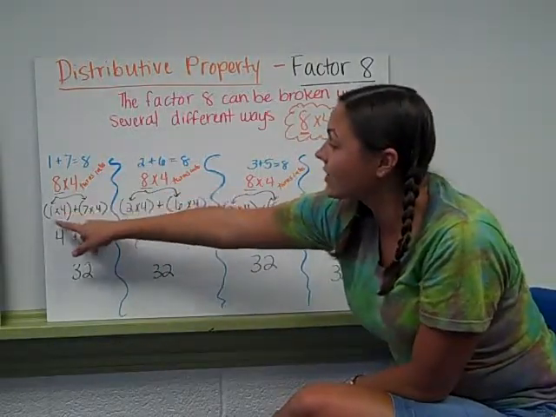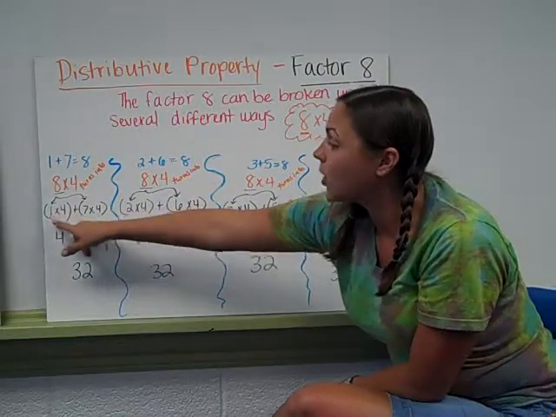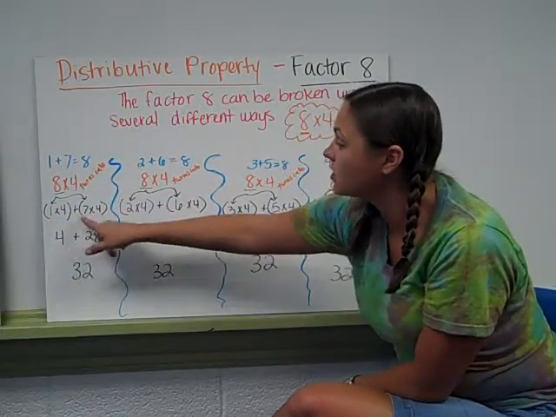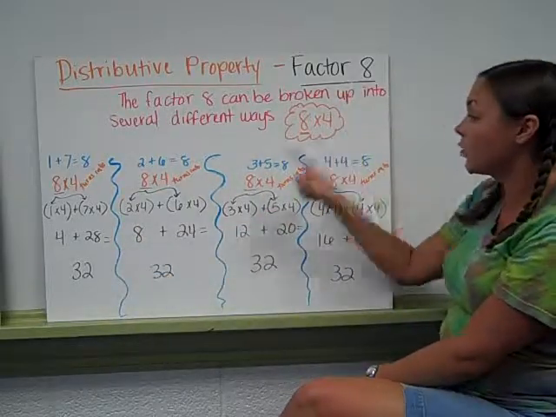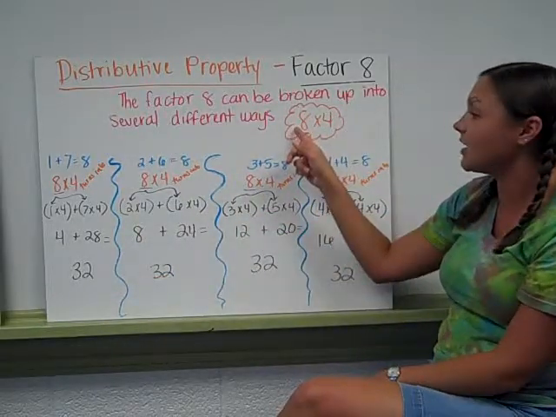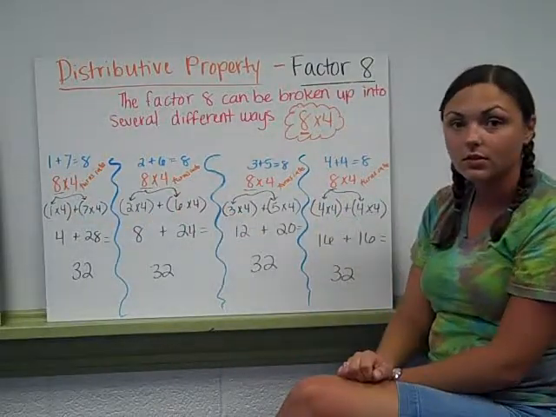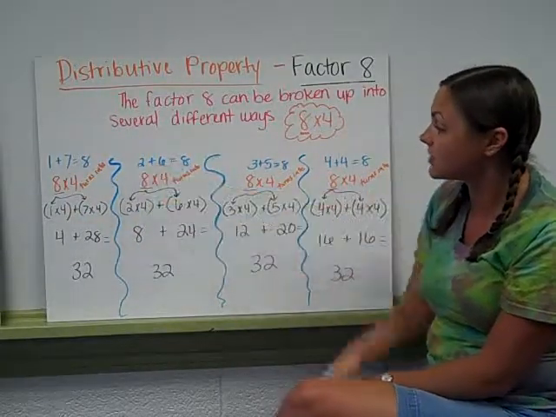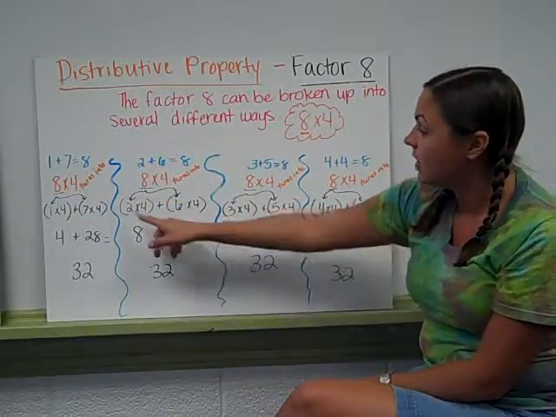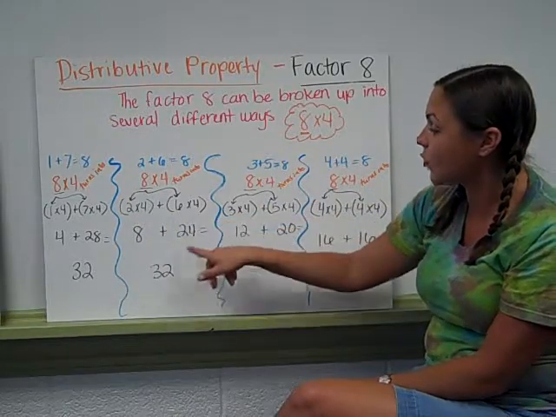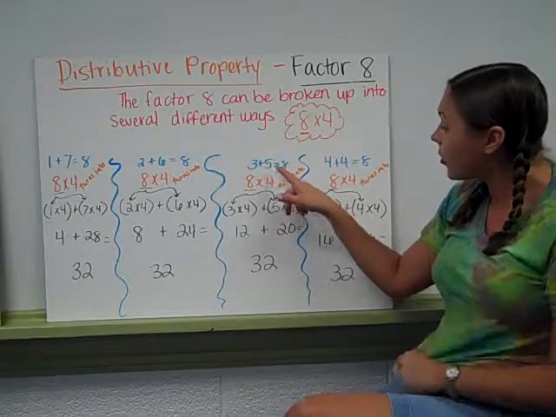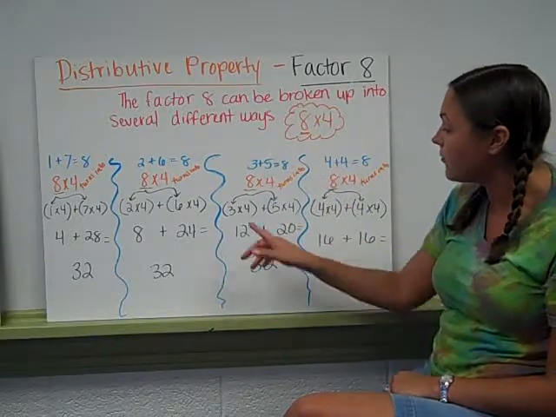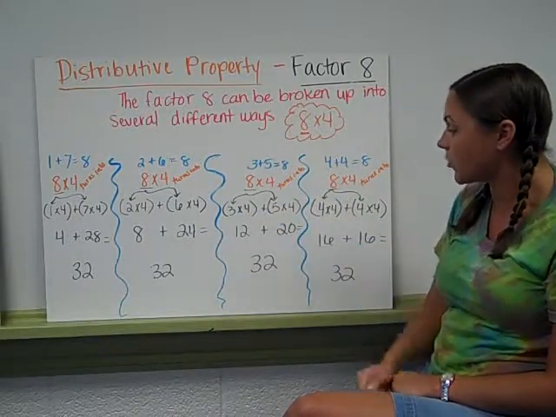Here I broke down each one again. This one I broke the 8 into 1 and 7. 1 times 4, 4. 7 times 4, 28. Add them up, 32. 8 times 4 is 32. I just broke the 8 up into 1 and 7. Over here I broke it up to 2 plus 6. As you can see, I have 2 times 4, 6 times 4, add them up, 32. Good to go. Here I broke it up to 3 plus 5, 3 times 4, 5 times 4.